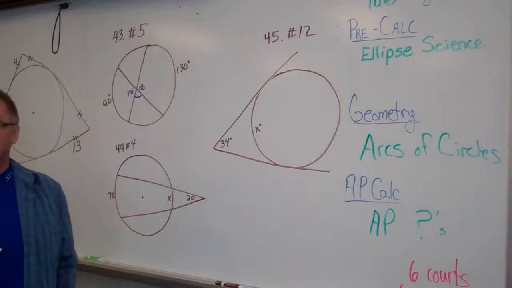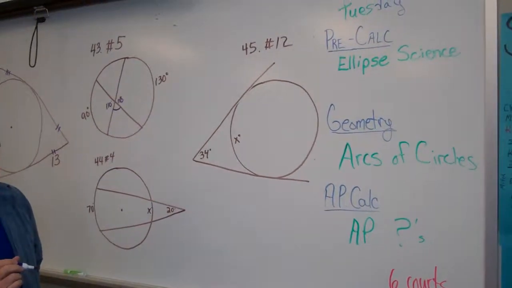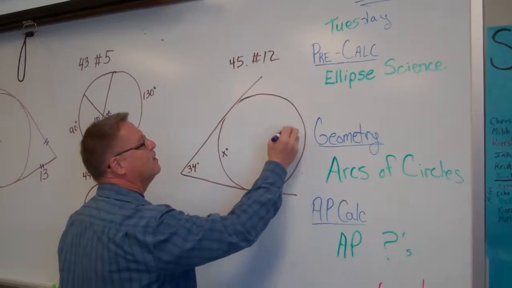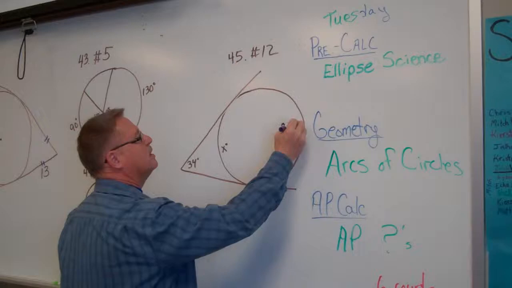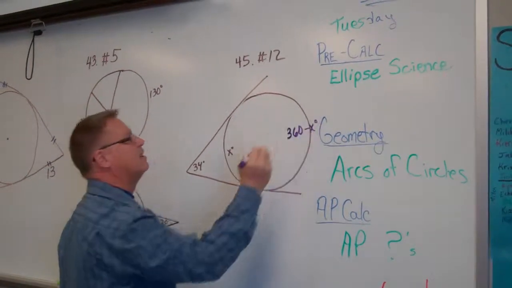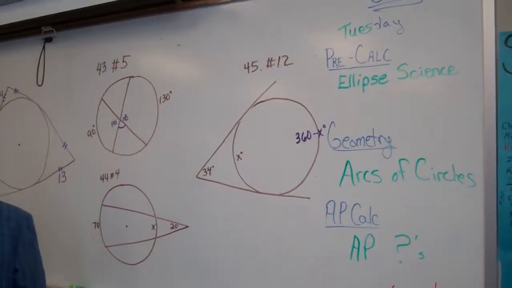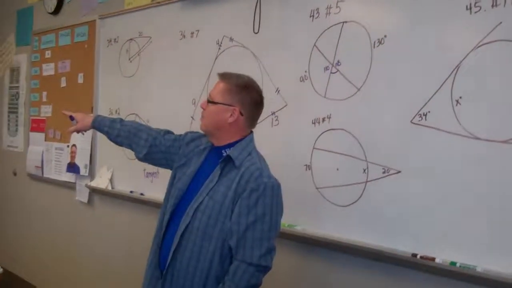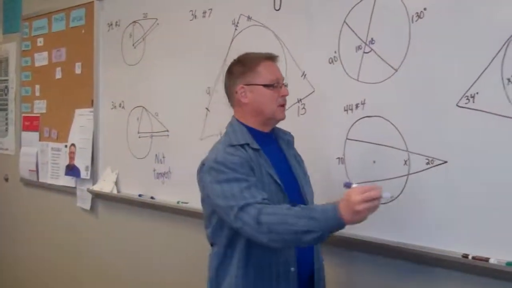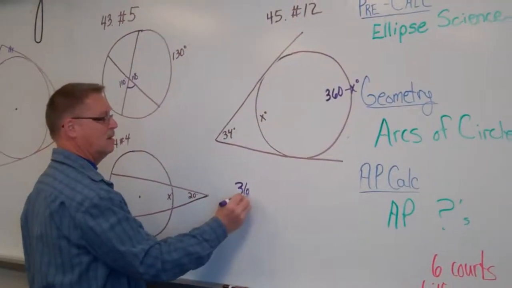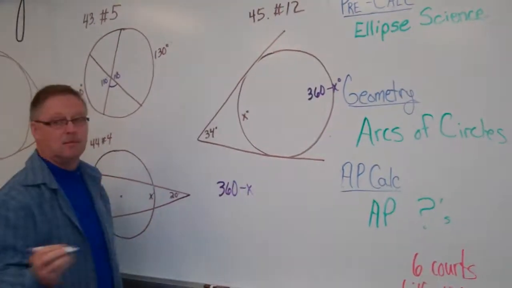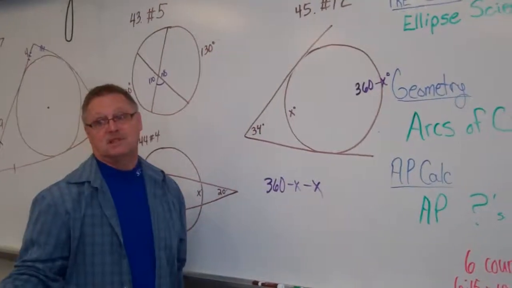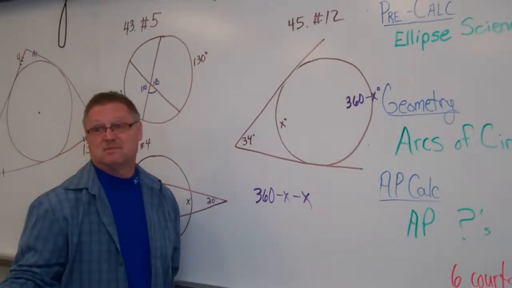Would it be 360? Oh, I see what you're thinking. We could just write that this would be 360 minus X degrees. Good. Okay, we still don't know either one. But we know according to that plan over there that the big one minus the little one must equal 68, right?